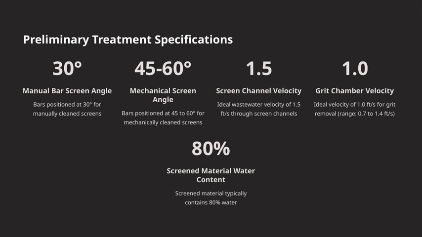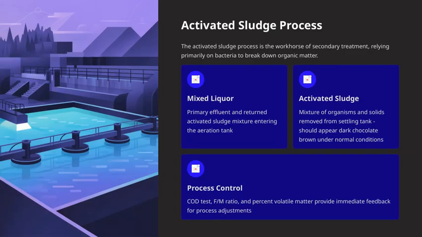Let's take a closer look at the activated sludge process, which is really the backbone of secondary treatment. It mainly relies on bacteria to break down organic matter in the wastewater, making it cleaner and safer to discharge. Now, in the aeration tank, we have what's called the mixed liquor. This is a mixture of primary effluent and the returned activated sludge. This combination is essential because it provides the bacteria with the organic material they need to do their job effectively.